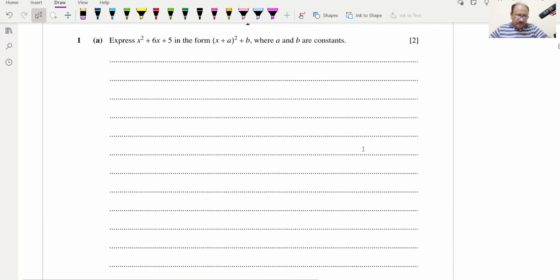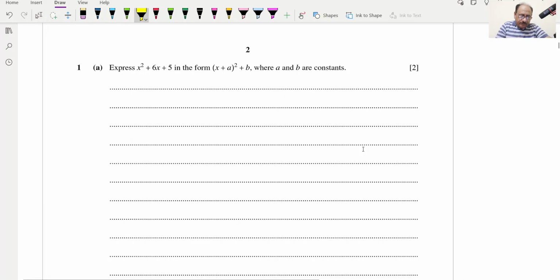Question number 1, part a, says express this in the form given, so completing the square, where a and b are constants. This is a 2-mark question, so we use the completing the square technique. We take x, then half of the coefficient of x will be plus 3, copying the sign. This will be squared, and minus whatever we have written over here.